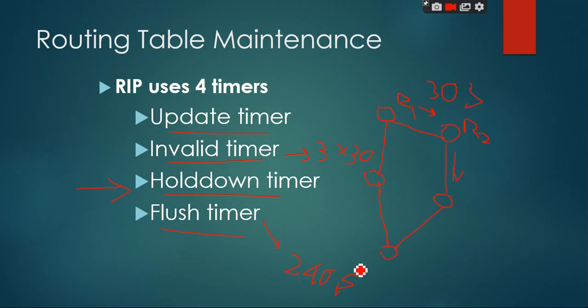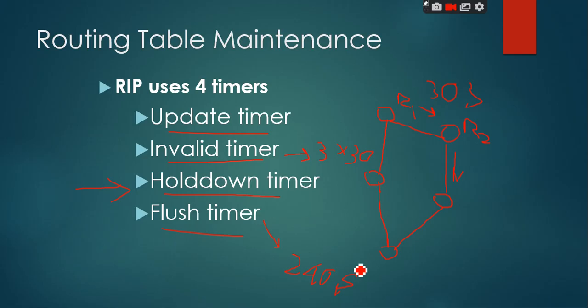If R1 is working, every 30 seconds it should send a message. So in the 60th second, you're getting the second message also. R2 will still wait, without updating the routing table. Now you're getting the third one also, at 90 seconds. Now R2 can believe that R1 is really back.